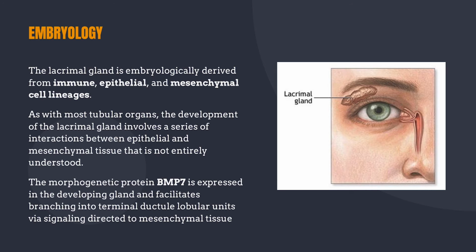Now let's go to the embryology. The lacrimal gland is embryologically derived from immune, epithelial, and mesenchymal cell lineages. As with most tubular organs, the development of the lacrimal gland involves a series of interactions between epithelial and mesenchymal tissue that is not entirely understood. The morphogenetic protein BMP7 is expressed in the developing gland and facilitates branching into the terminal ductal lobular units via signaling directed to mesenchymal tissue.